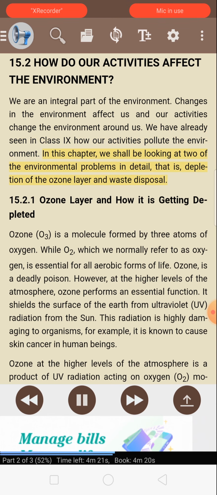In this chapter, we shall be looking at 2 of the environmental problems in detail, that is depletion of the ozone layer and waste disposal. 15.2.1 Ozone layer and how it is getting depleted. Ozone, O3, is a molecule formed by 3 atoms of oxygen. While O2, which we normally refer to as oxygen, is essential for all aerobic forms of life, ozone is a deadly poison.